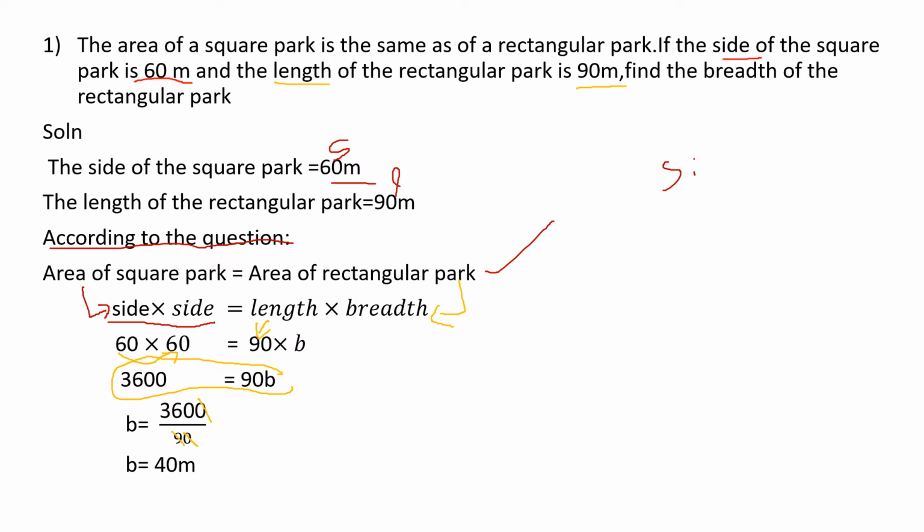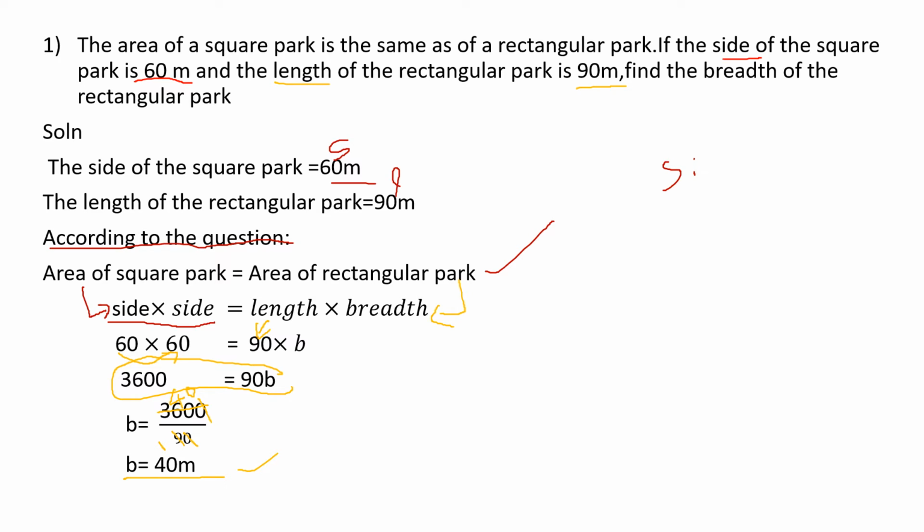So 1 9 is 9, 2 nines are 18, 3 nines are 27, 4 nines are 36. So 4. Then 1 0 is there, right? Don't forget 40. So what is breadth? 40 centimeter. We have calculated. Is it very easy, right? Just read the question and first thing take and write what are the given. Then write the formulas and do the calculation part.